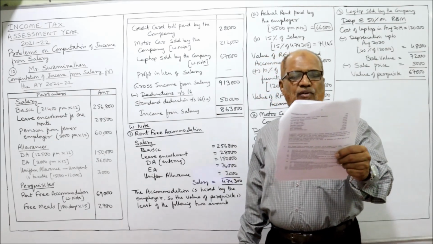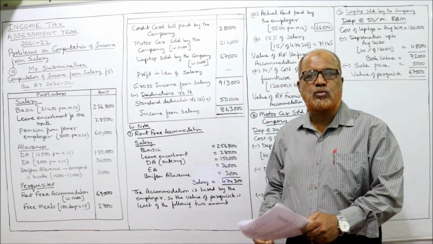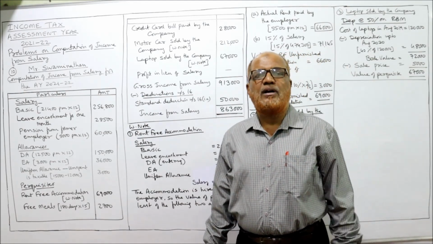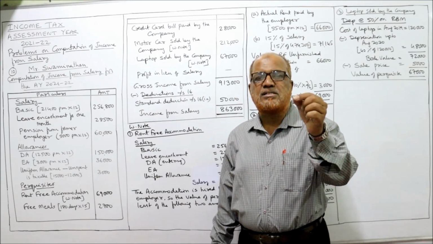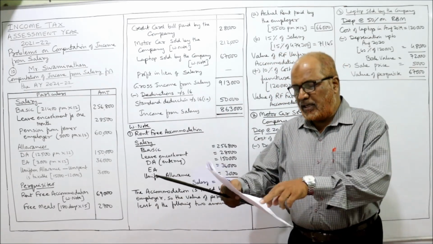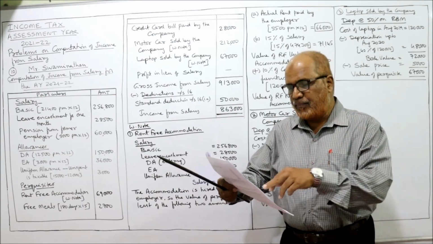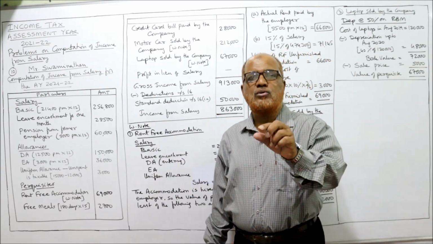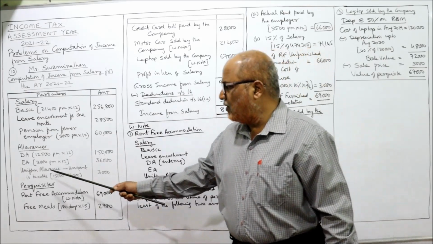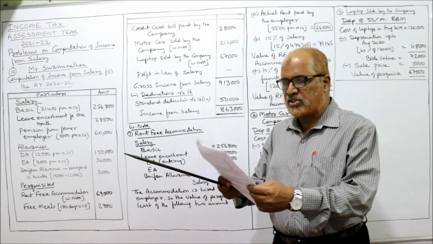Then uniform allowance 15,000 per annum. Actual amount spent on clothes for himself 12,000. There is a provision for uniform allowance. According to the provisions of Income Tax Act, uniform allowance is taxable for unspent amount. So actually he received 15,000. How much he has spent on uniform? 12,000. So 15,000 minus 12,000, 3,000 is taxable. So uniform allowance 3,000 taxable. 15,000 minus 12,000, unspent amount is taxable.